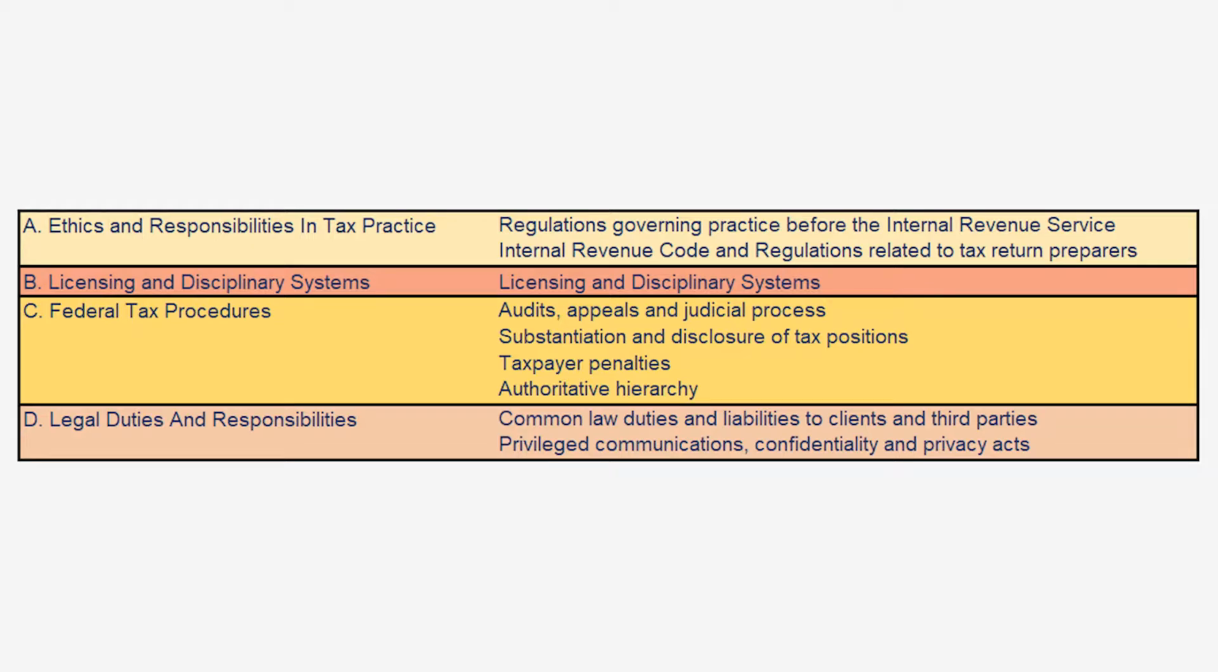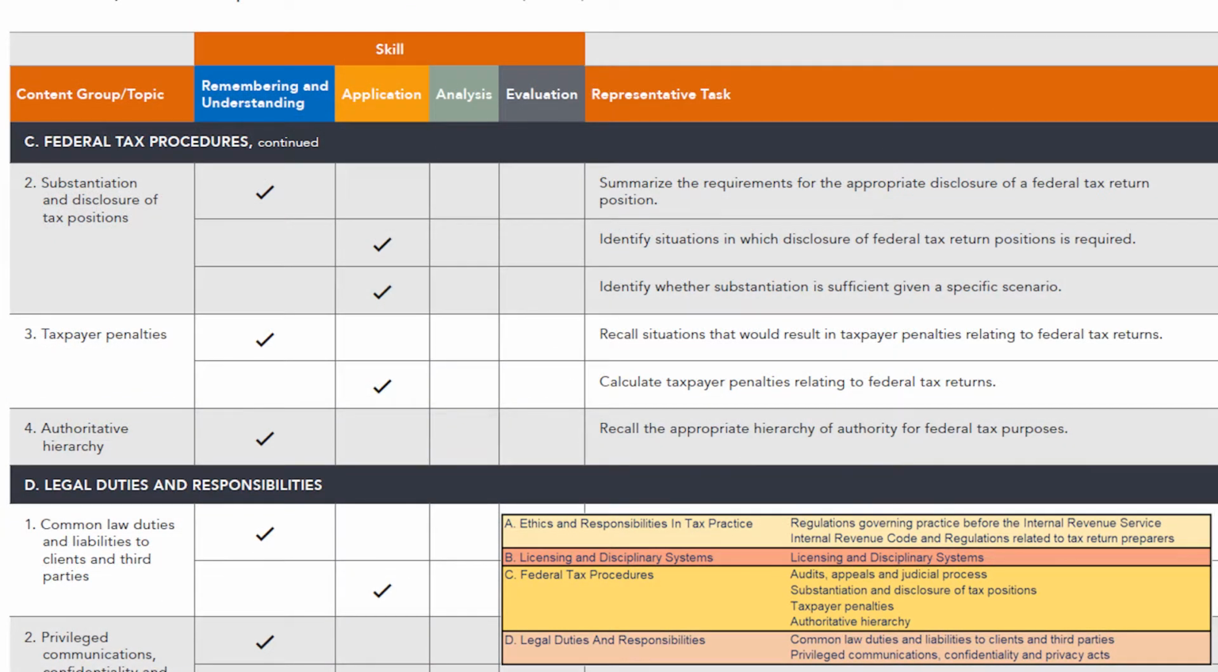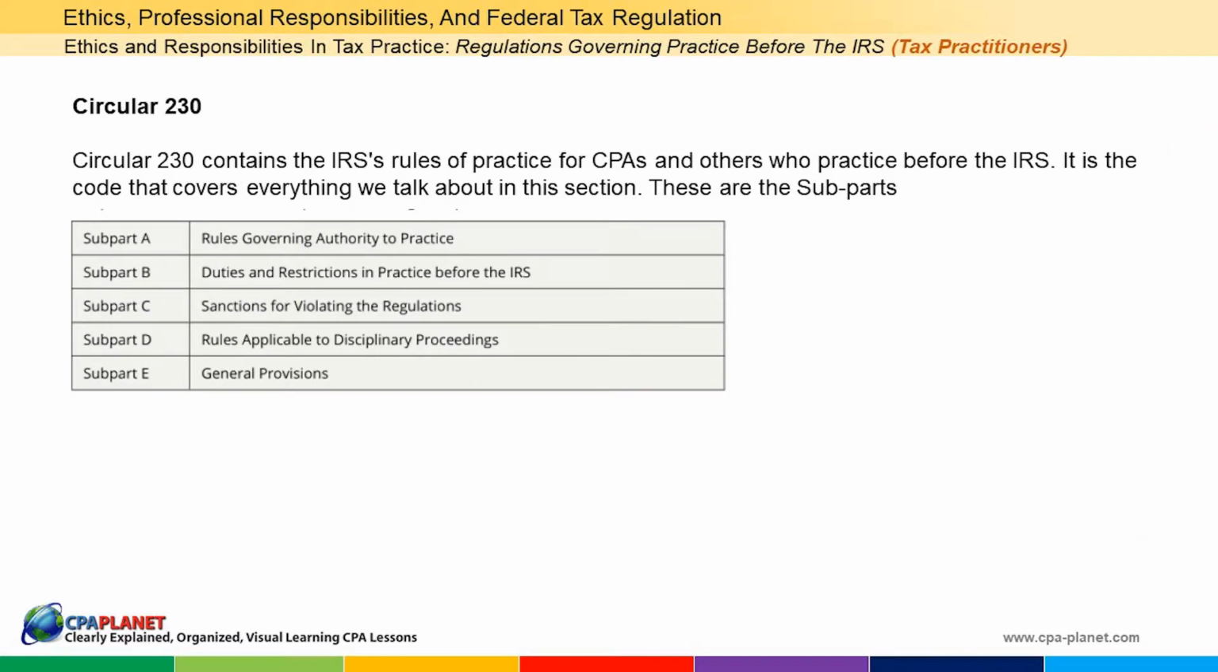We're following the same structure that the AICPA uses when they divide up this lesson, the ethics area. And so we're going to just step through each of those areas. We provide an overview of what they are, the subsections, and starting with this section. So, starting with the tax practitioner section, the first thing we talk about is Circular 230. Circular 230 covers the rules of practice for this area. It's the code that covers everything which we talk about in this section. Here are the subparts of Circular 230 when we go through all of these one by one.